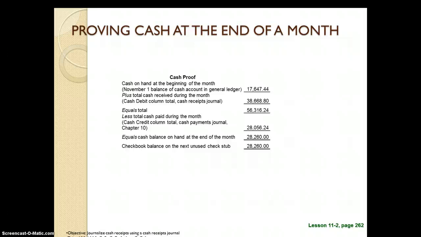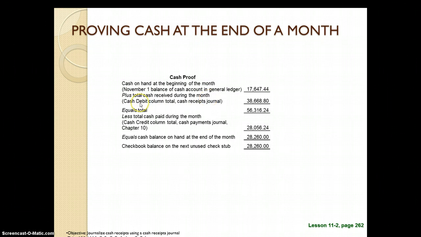So the first thing that we do is we go look at our general ledger and we look at the beginning of the month, which is November, and we write down the amount from our general ledger. So I already looked in the ledger. We had $17,647.44.